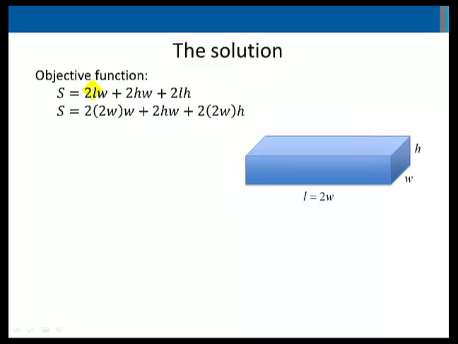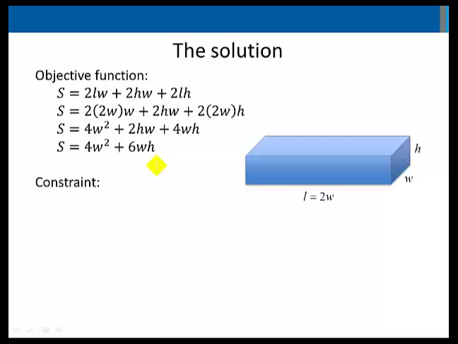I replace L with 2W here and simplify, so I have the surface area is equal to 4W squared plus 2HW plus 4WH. Adding these two last terms together, the surface area is equal to 4W squared plus 6WH. And let's next look at the constraint.